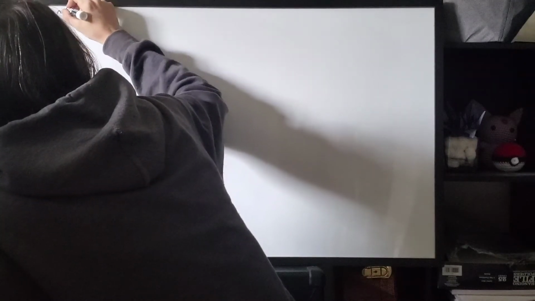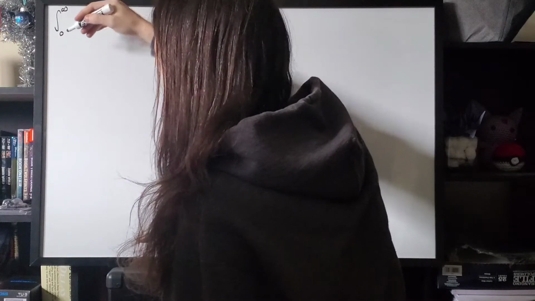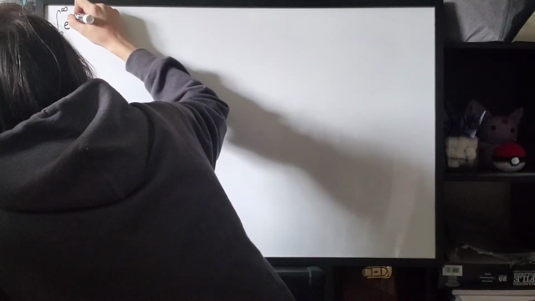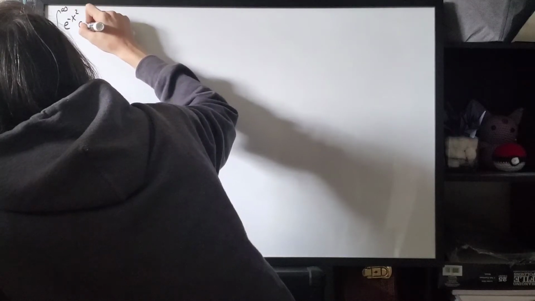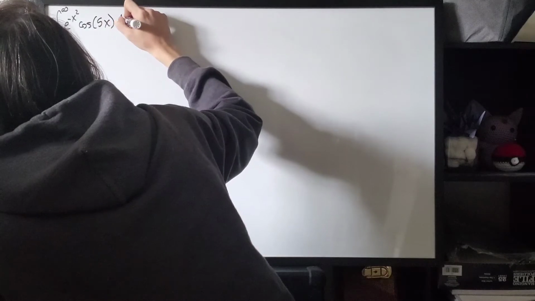The integral from 0 to infinity. And what that means is the integral is bound from the point 0 to an infinite point. And our function is going to be e to the negative x squared cosine of 5x, and it's all with respect to x.